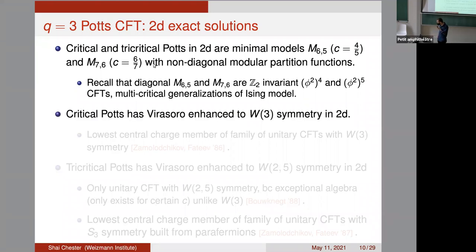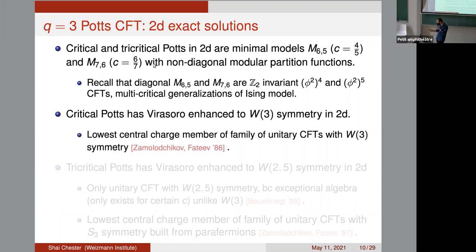So some other interesting facts about the critical model in 2D: the critical Potts has its Virasoro symmetry enhanced to W3 symmetry in two dimensions, which is a larger symmetry algebra. And in particular, it's the lowest central charge member of a family of unitary CFTs with W3 symmetry. So there's a whole bunch of these unitary W3 minimal models, and critical Potts is just the lowest one.